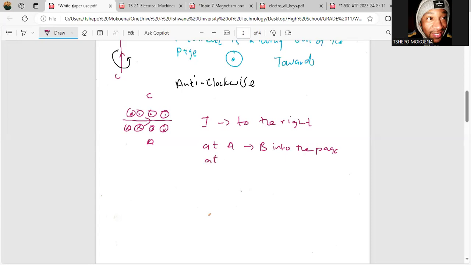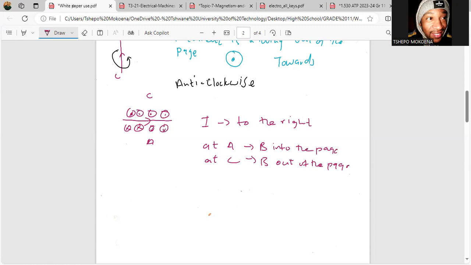And then at C, the current is I and the magnetic field is B. The magnetic field is moving out of the page, or it is moving towards you. You see, the dots are always looking at you, and the X is moving away from you. So this is how we read the directions when the conductor is in this direction. Okay, so be careful about that.